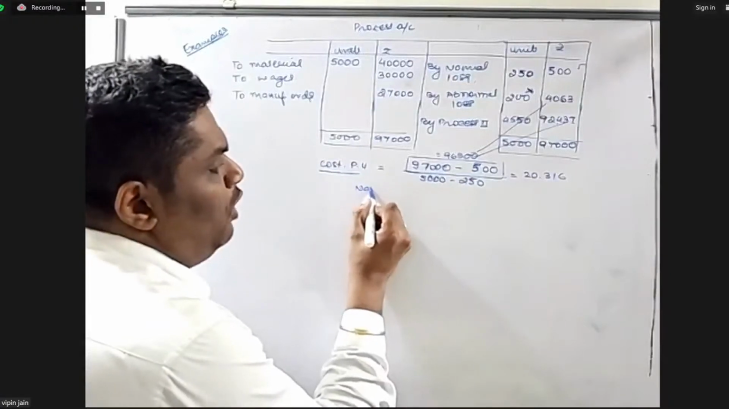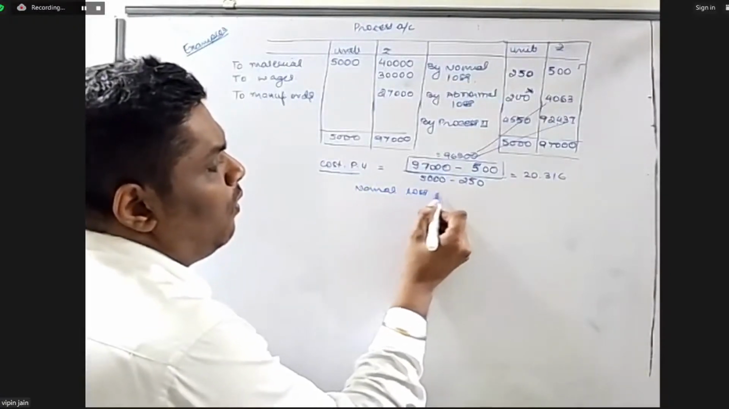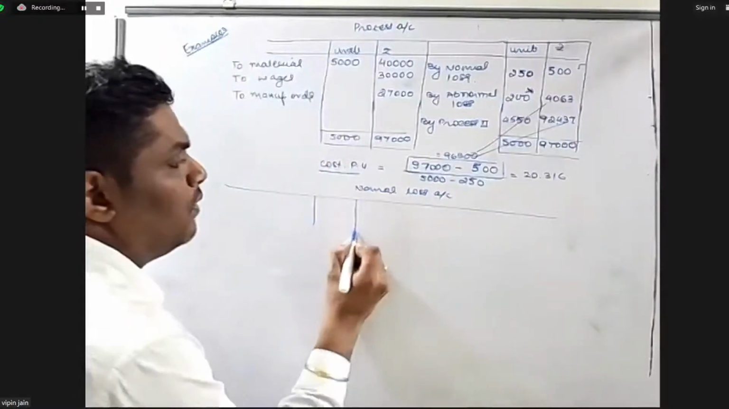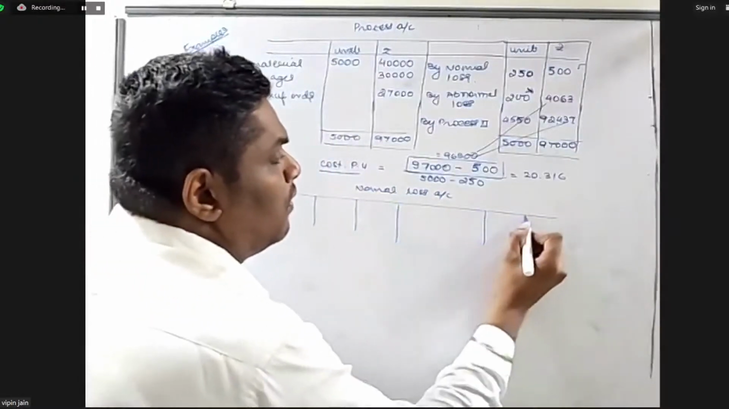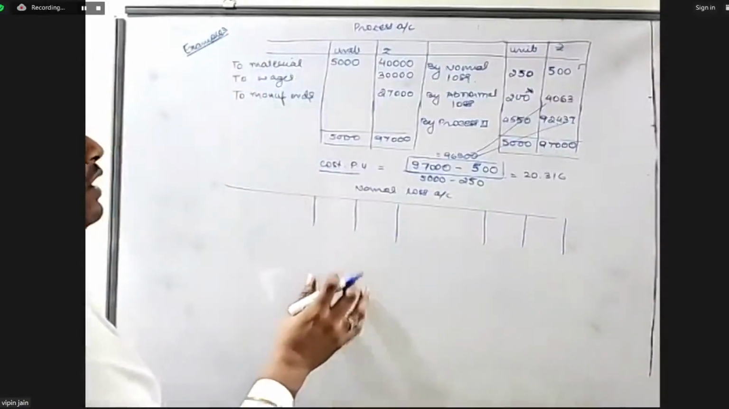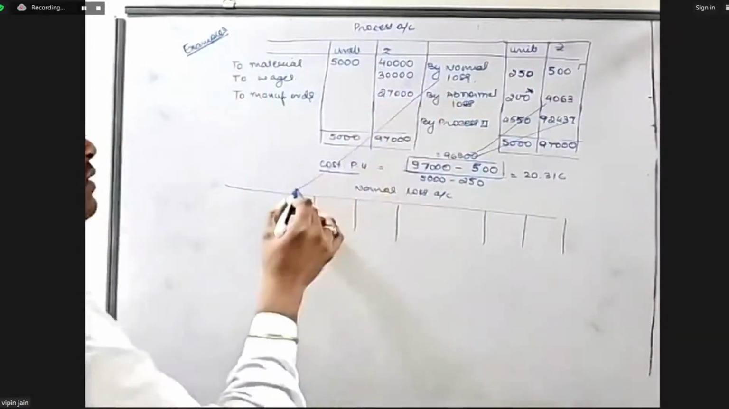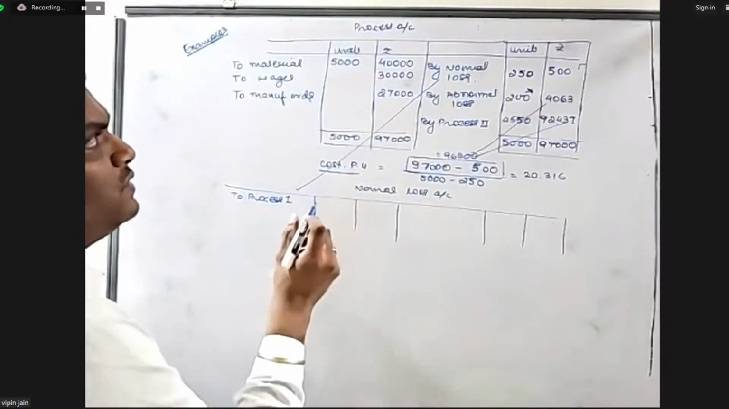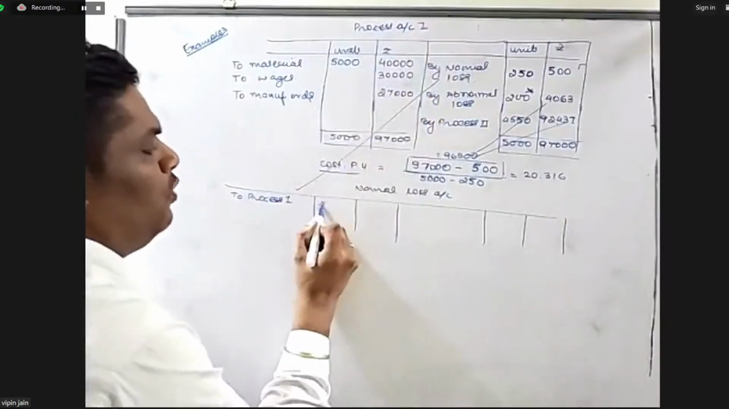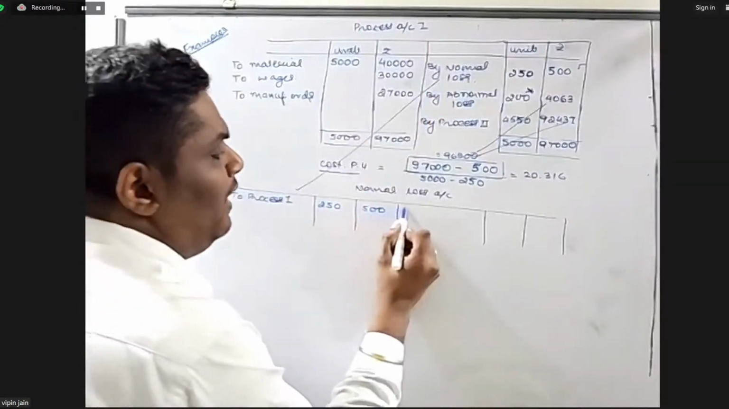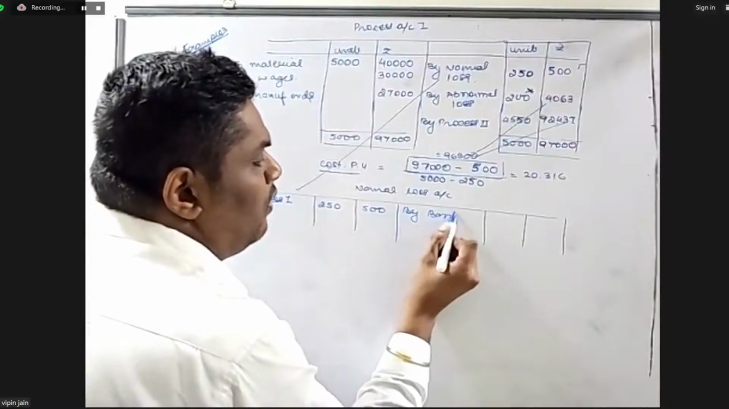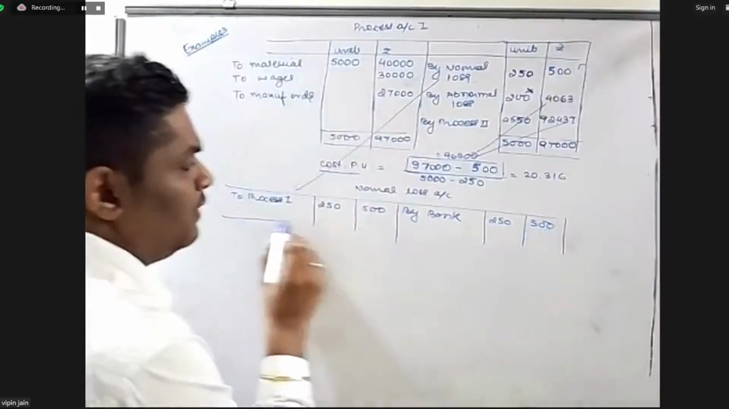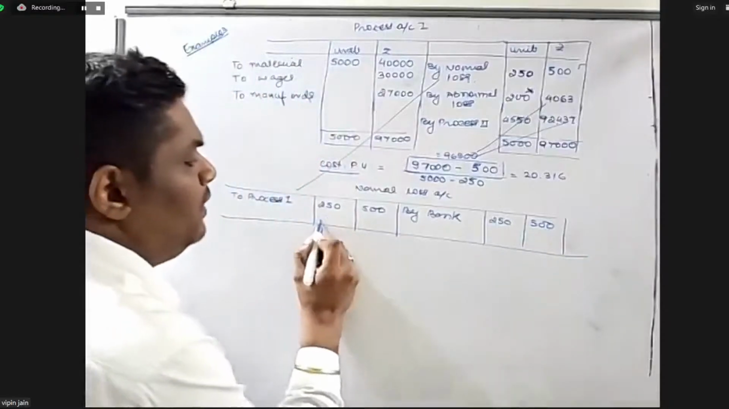Now let's proceed further with normal loss account. When talking about the preparation of normal loss account, to process first, 250 into 500, and by bank 250 and 500. Sorry. This is all about normal loss account.